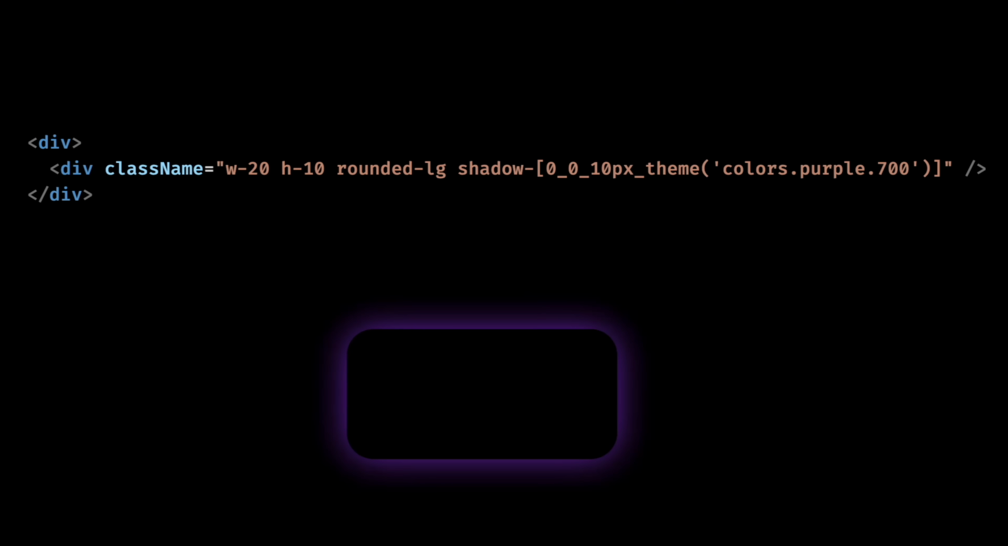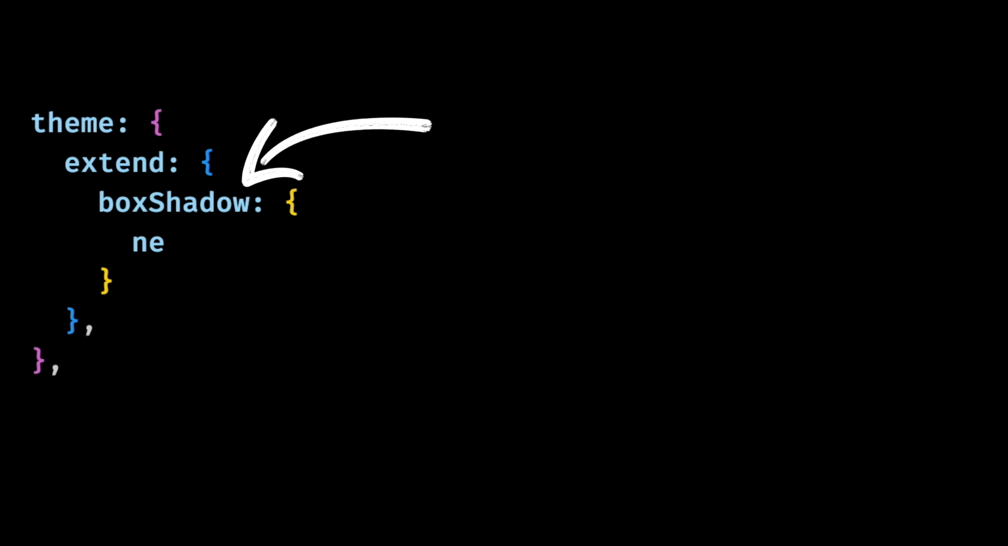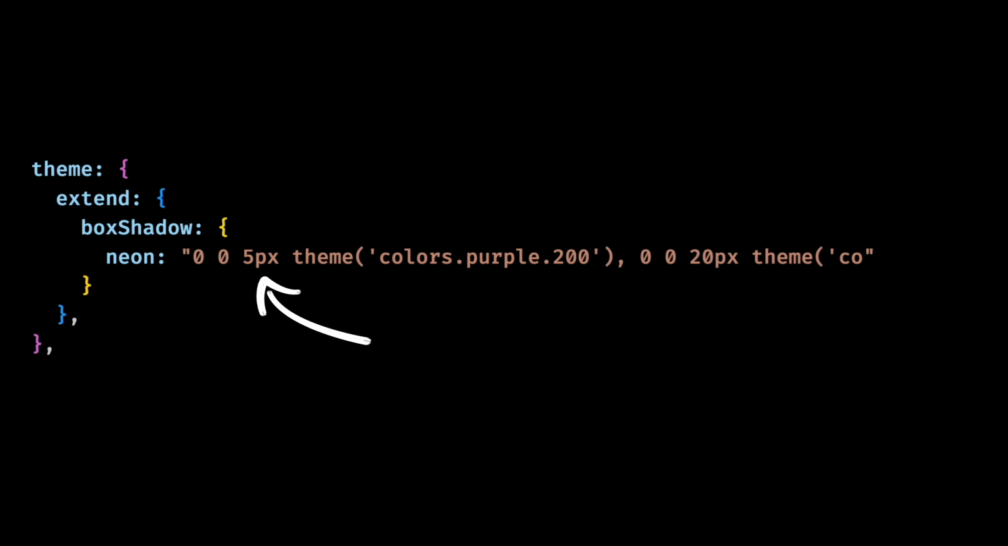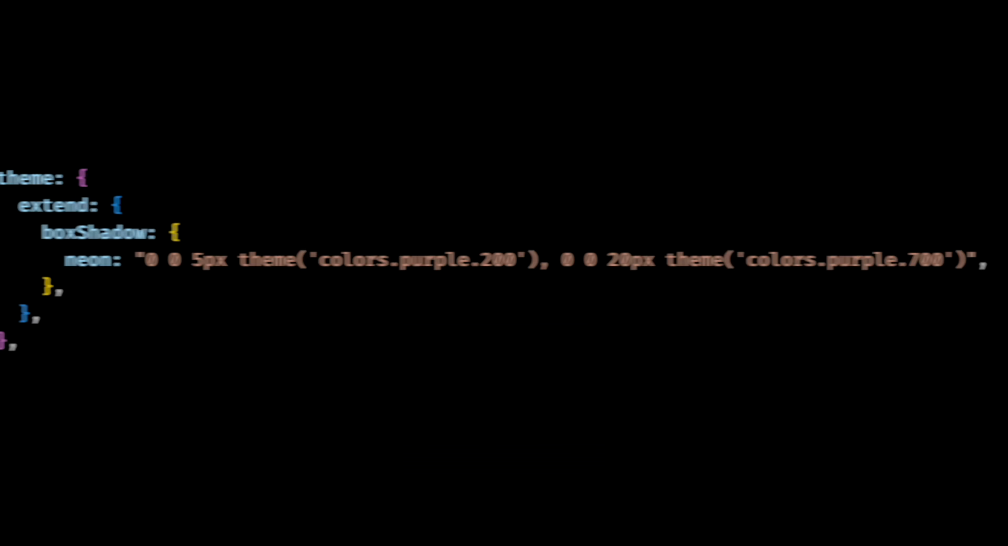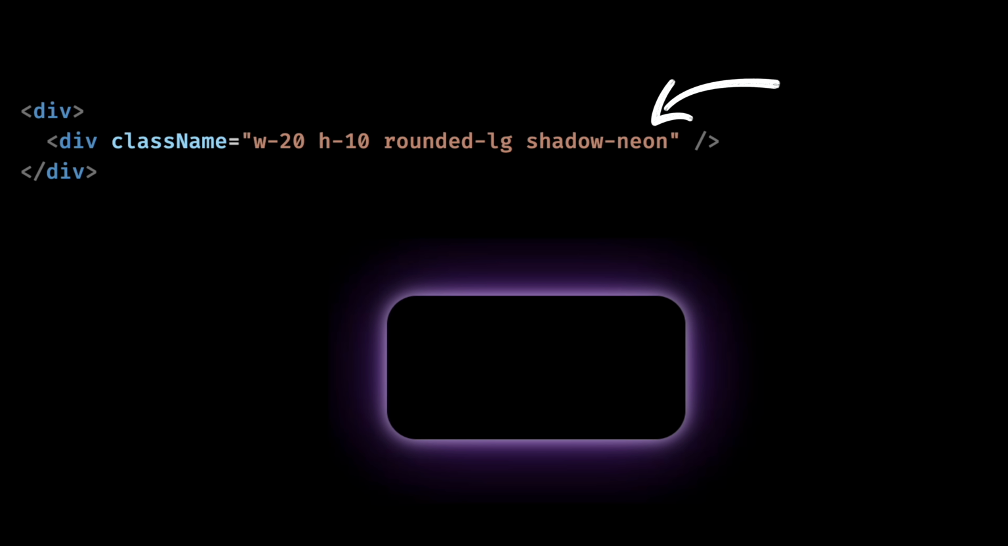What if we want to use this neon shadow style in other places of our app? For that, instead of repeating this class everywhere, we can use the Tailwind configuration file to create our own custom utility class. The style is based on a shadow, so let's extend the box shadow utility. This is just CSS, so we can use the theme we talked about in the other trick to use the Tailwind colors here. And I'll actually add two shadows, a 5-pixel one with a brighter color and a 20-pixel one with a darker color. Now we can replace our original style with this new shadow neon utility. And we can use it anywhere in our app.